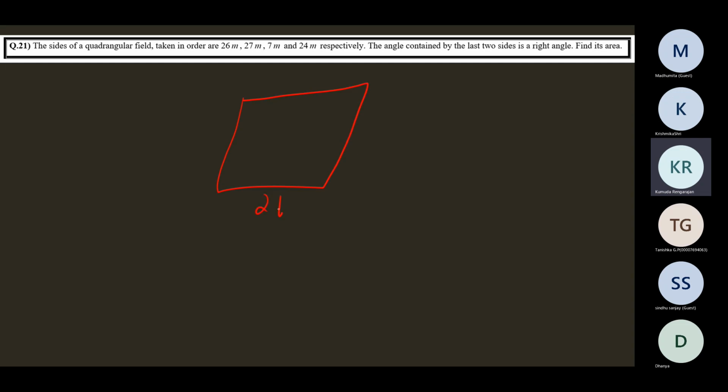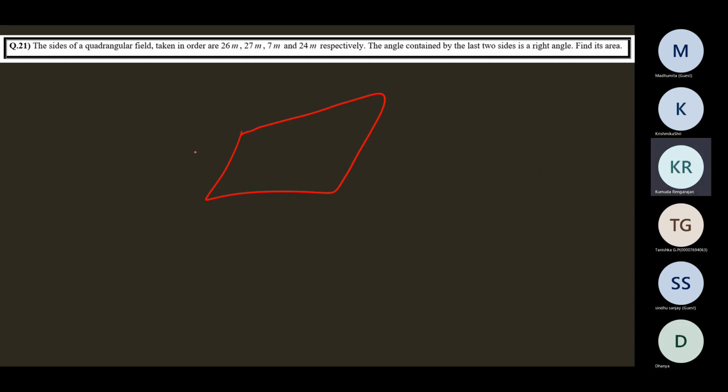The sides are 26 in order. See, in order means you should write 26 here. You must not write 27 here and 7 here and 24 here like this. Order means you must fill the sides in the clockwise or anti-clockwise direction. It's always in order, even if it is not mentioned. See, if you start 26 here, you can write 24. See, okay, let me draw it again.